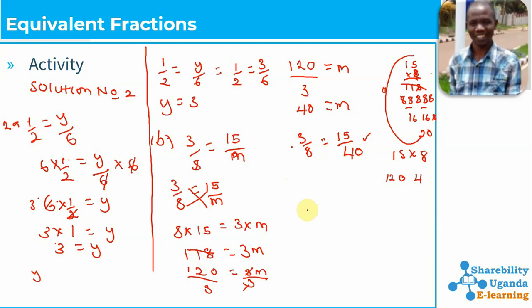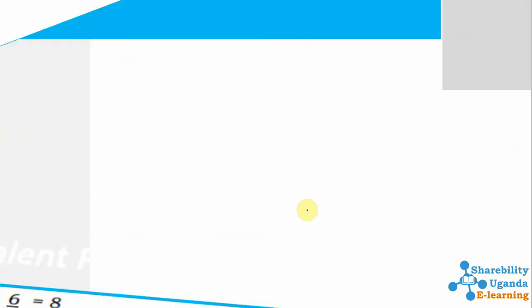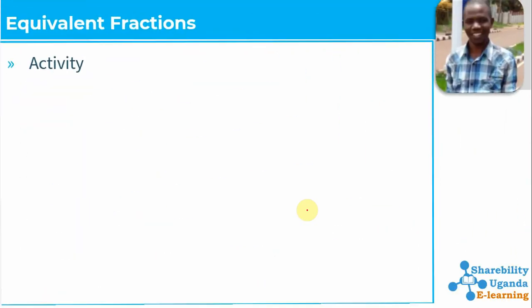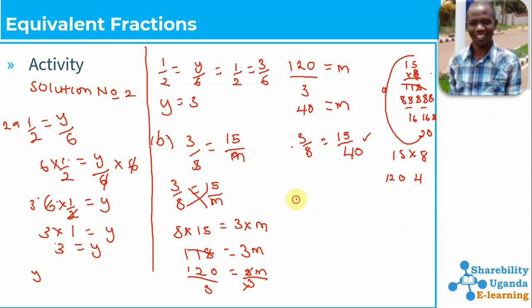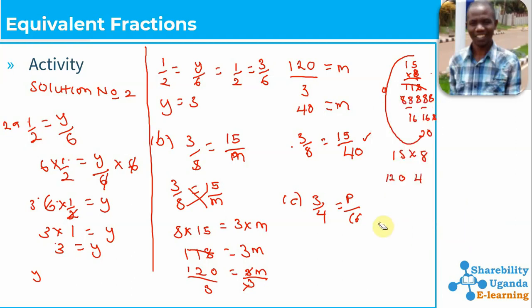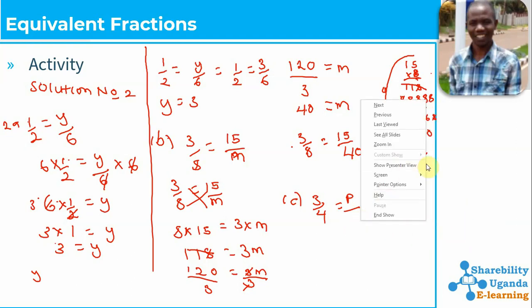Can we also still look at some more of these questions that we are given? Another question was 3 out of 4 is equal to p out of 16. 3 out of 4 is equal to our part C, p out of 16. Out of what? Out of 16. Okay, let me try to write this very well.